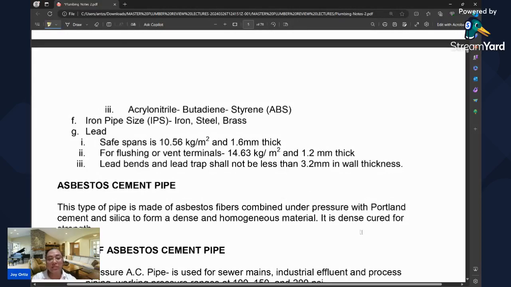For lead, the safe spans is 10.56 kilogram per square meter and 1.6 millimeter thick. For flushing or vent terminals, kailangan is 14.63 kilogram per square meter and 1.2 millimeter thick. Pag lead bends and lead traps, shall not be less than 3.2 in wall thickness.